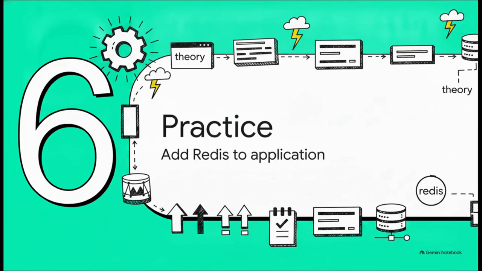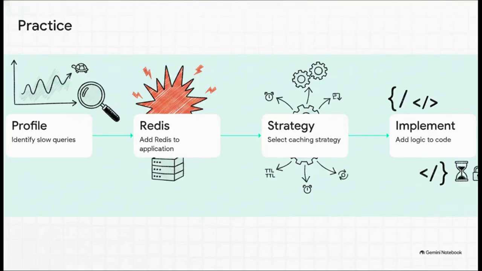Finally, Section 6, Putting it into practice. Okay, it is time to turn all this theory into actual code. To successfully add Redis to an app, just follow these 4 steps. First, don't just cache everything blindly. Actually profile your app and identify your absolute slowest database queries. Second, provision a Redis instance to act as your high-speed store. Third, look back at the trade-offs we just discussed and select the caching strategy that best fits your needs. And fourth, implement that cache logic, complete with careful TTLs and invalidation rules, straight into your code.